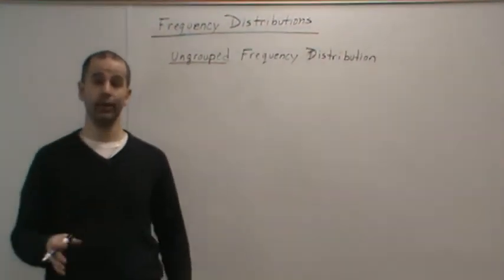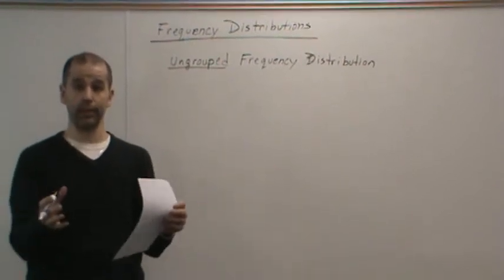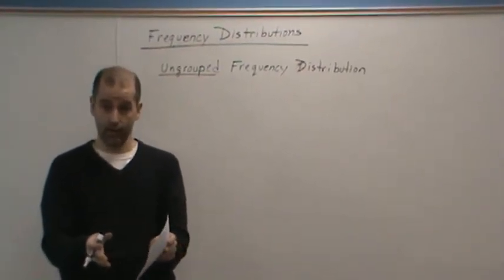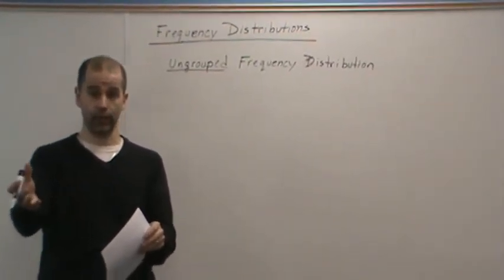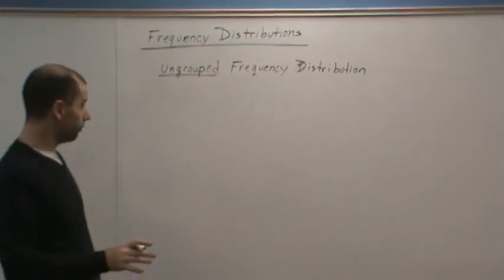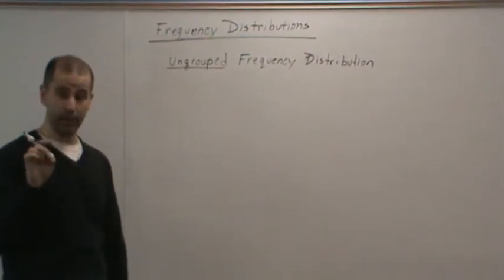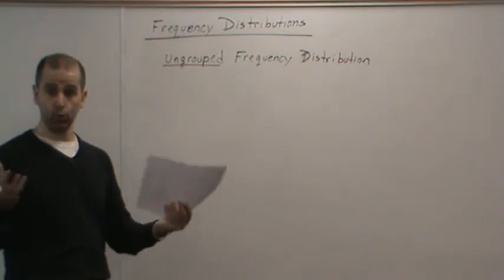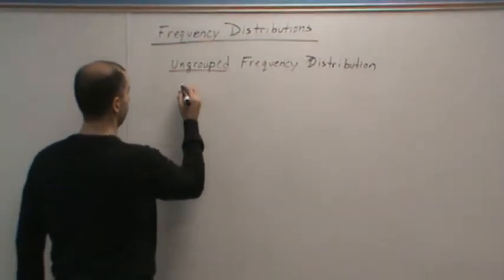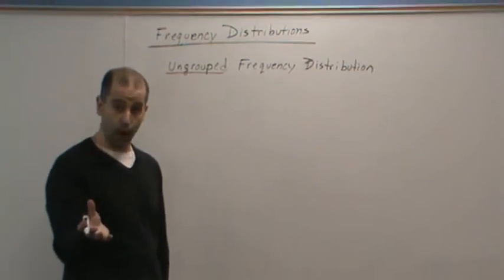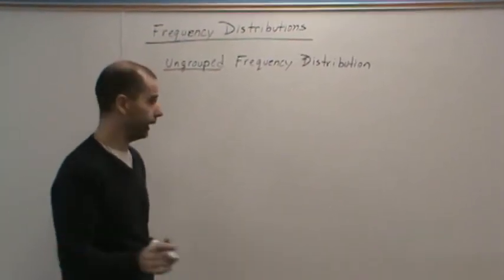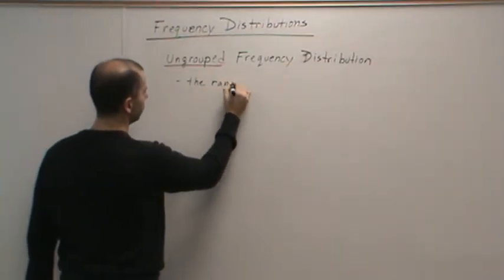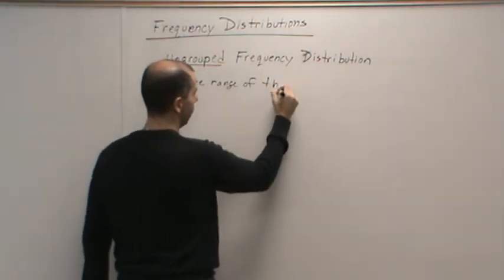It means that we're not going to take our observed values and group them into groups of numbers in a range. Okay, we're just going to take the values as they are, as they present themselves in the data. I'm going to use an example of this, but the main thing to keep in mind is what is the range of the data? This is pretty much the simple rule to follow. Usually it's a small range. If it has a small range, we're not going to want to group. So ungrouped, the range of the data is small.